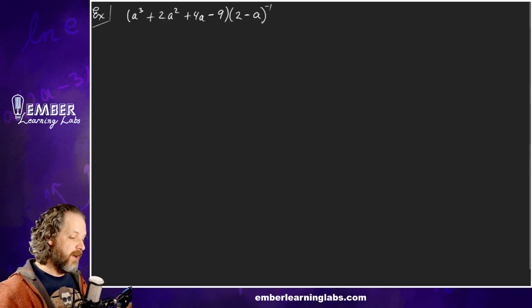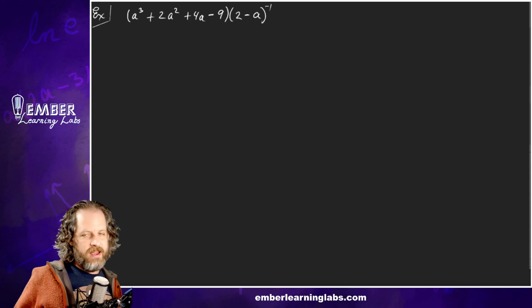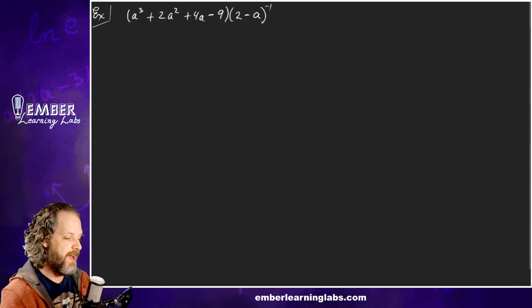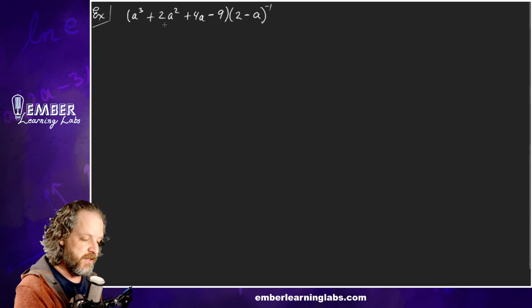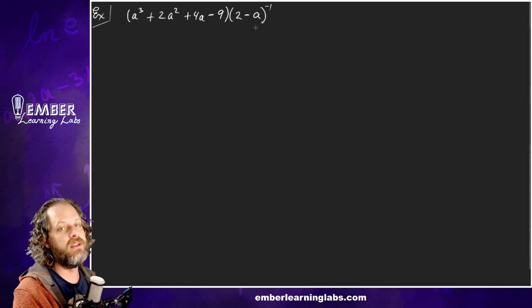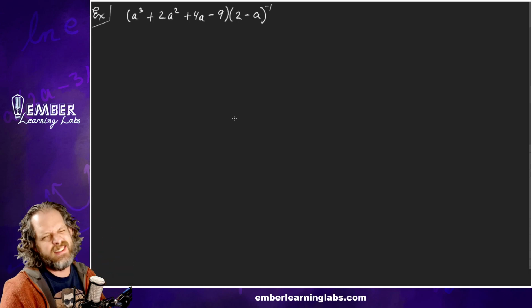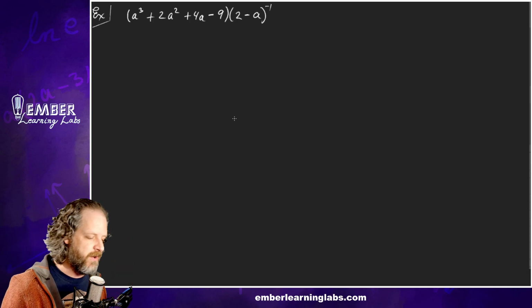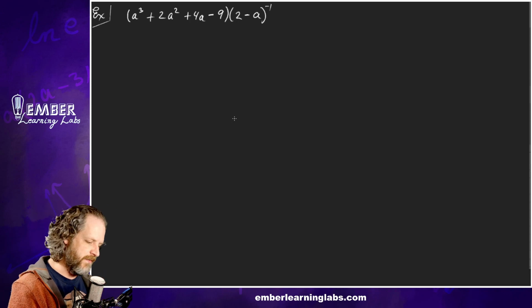Okay, so now this one's cheeky, right? It's kind of written in a different way. It's a cubed plus 2a squared plus 4a minus 9 times 2 minus a to the negative 1. Well, what is something to the negative 1? Well, it changes levels, so it's still division. It's just kind of a cheeky way of writing it. You'll see this in your textbooks quite often.